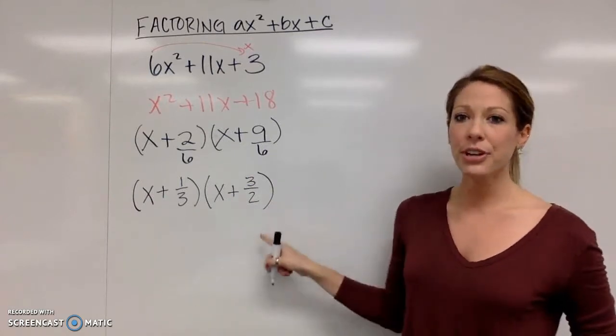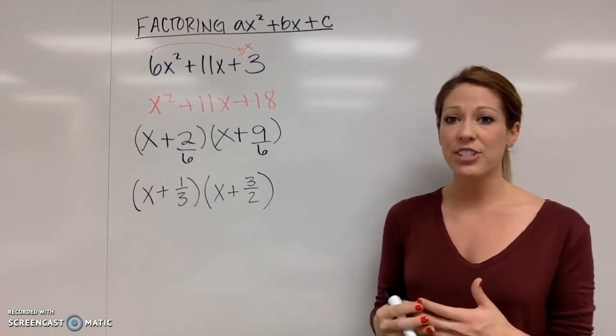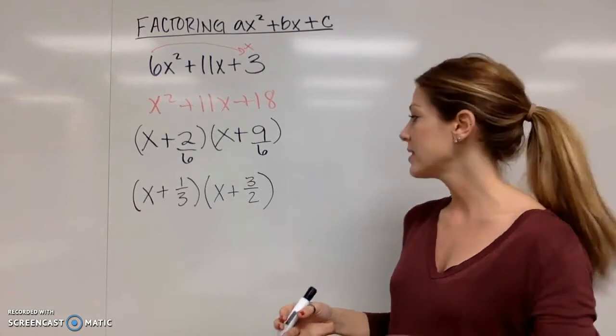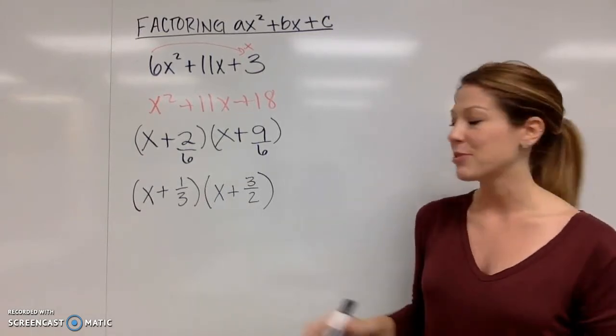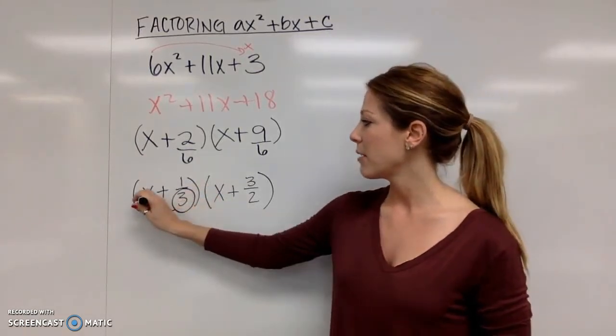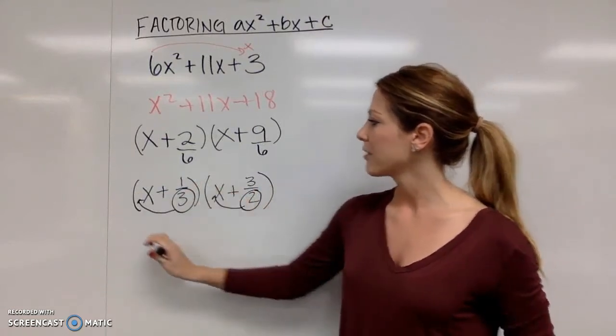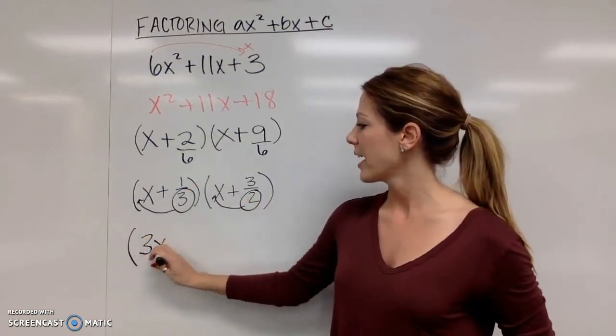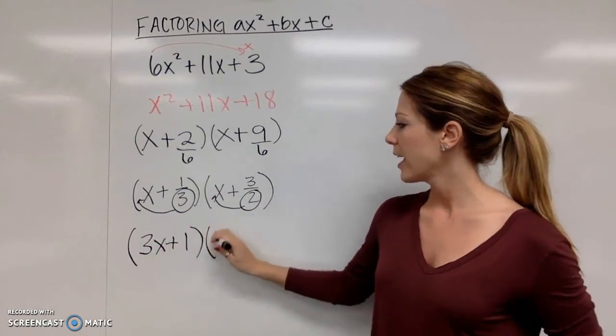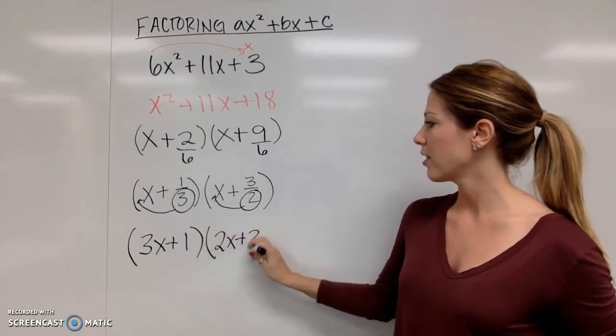So now we've reduced our fractions, but we don't want fractions in our final answer, so what we still need to do is use the bottoms up. So that's when we take the bottom and we move it up front. So our final answer is going to be 3x plus 1 and 2x plus 3.